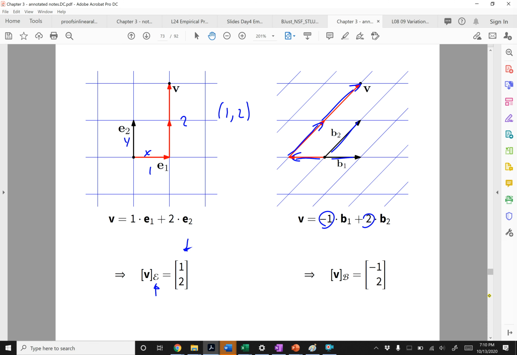You can convince yourself if you pick b2 to be, I think it's 1, 1, and b1 to be 1, 0. So -1 b1 plus 2 b2 gets you to the same spot. These are the coordinates, not the spot it gets you. These are the coordinates in this basis, script b, to get to the same spot. So you can say, where are you at? Well, I'm at 1, 2 with the standard basis, or I'm at -1, 2 with the script b basis.